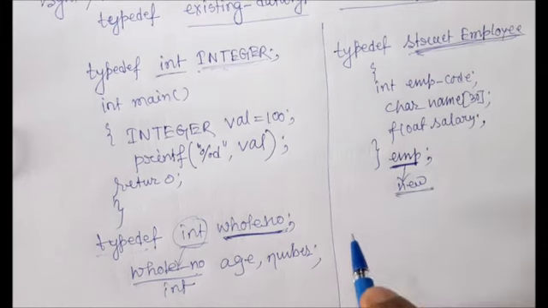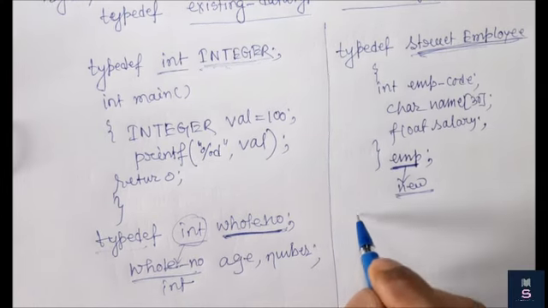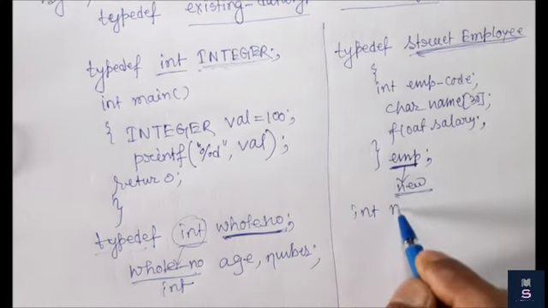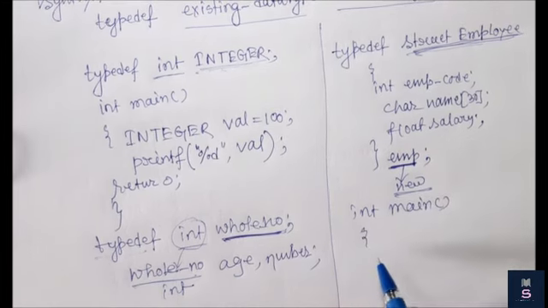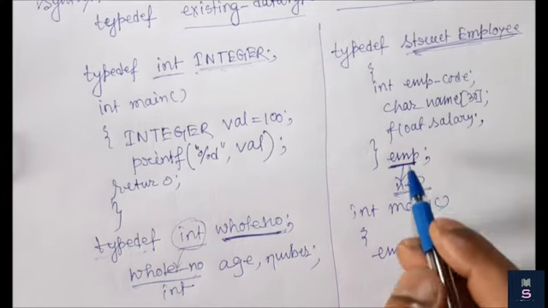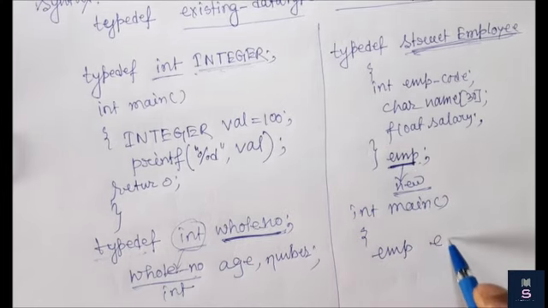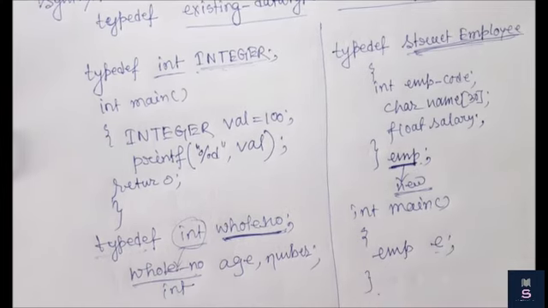Okay, so after that in the main function we can write int main, EMPLOYEE e, where this is my new data type, for example e is a structure variable. So that is the use of structure defined with typedef. So we can use the structure type by using the structure tag, or you can use typedef. We have seen two types of use.